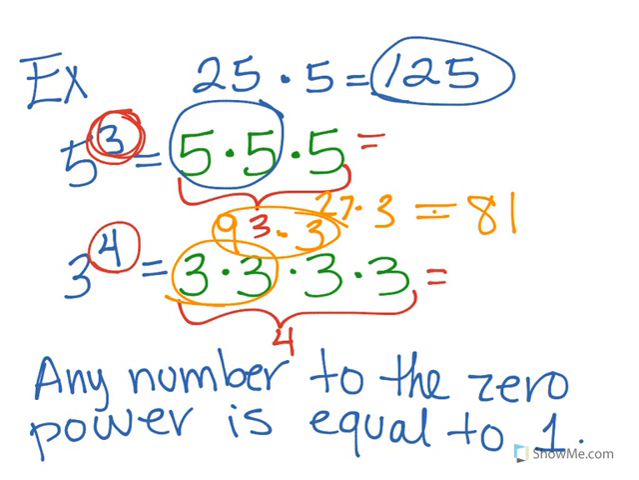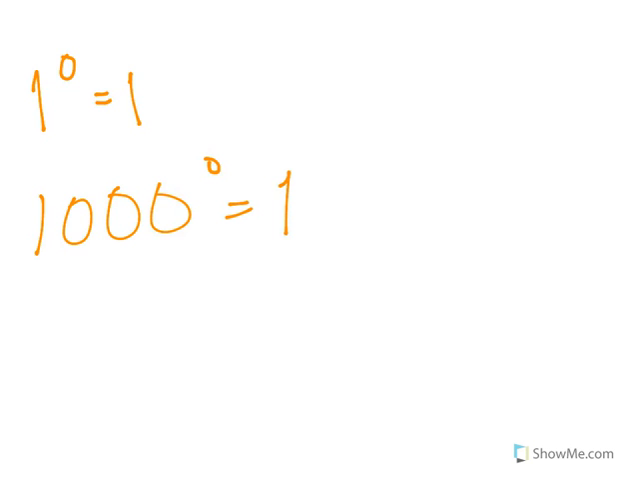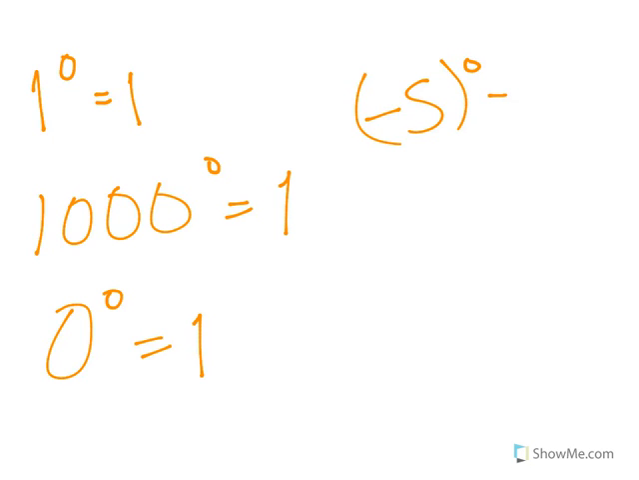As a note, any number to the 0 power is equal to 1. So 1 to the 0 is equal to 1. 1,000 to the 0 is equal to 1. 0 to the 0 is equal to 1. So any number to the 0 power, that's just a property, is always equal to 1. Even negative 5 to the 0 is equal to 1.